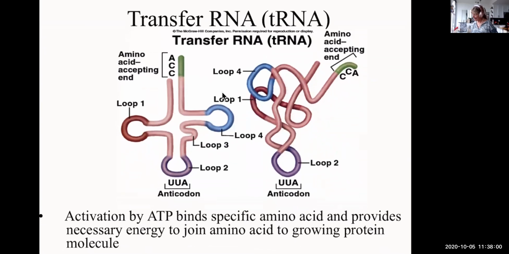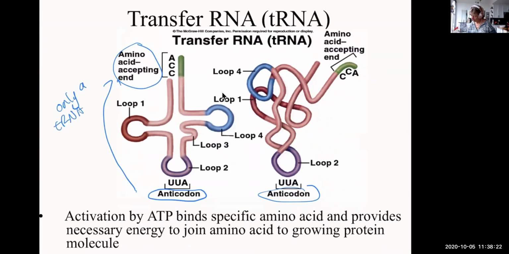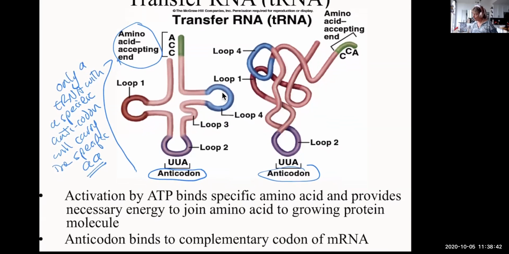Transfer RNA is very interesting. It's a molecule of RNA, and it has an anticodon on one loop. And on the other end, it has an amino acid accepting end. So only this transfer RNA will have this amino acid. The one with a specific anticodon will carry the specific amino acid. It requires energy. It does require ATP.